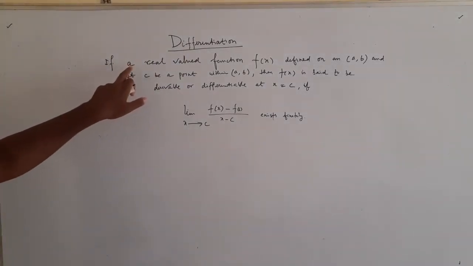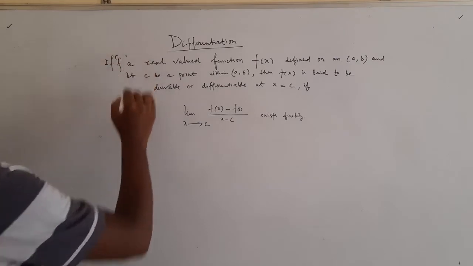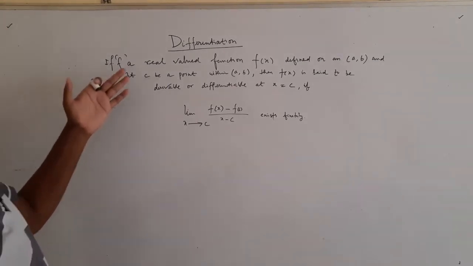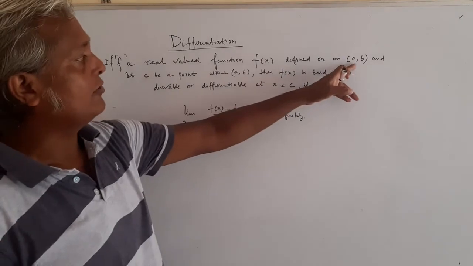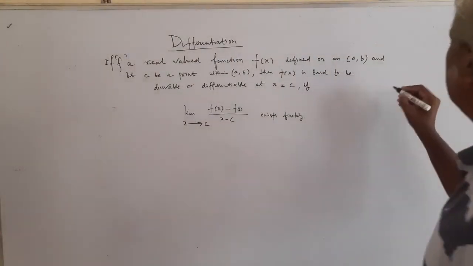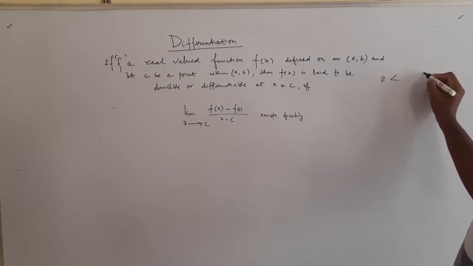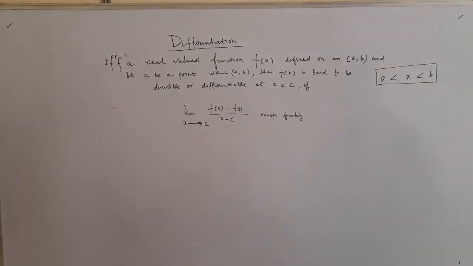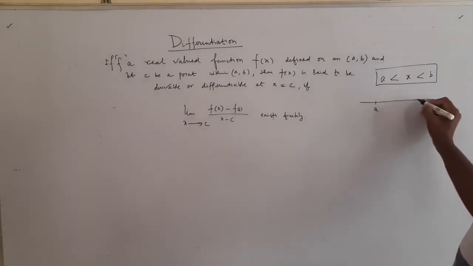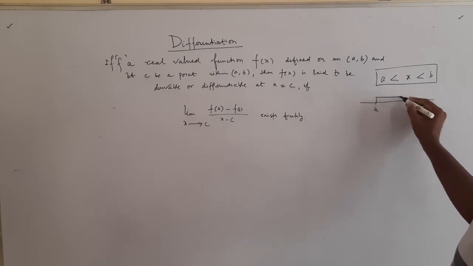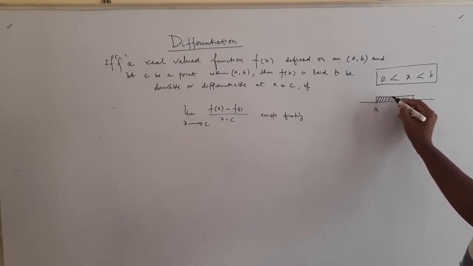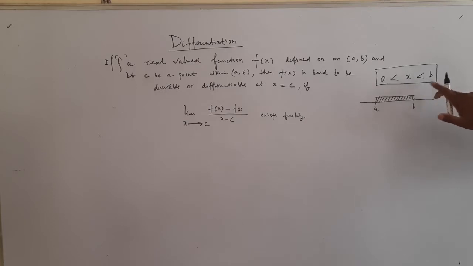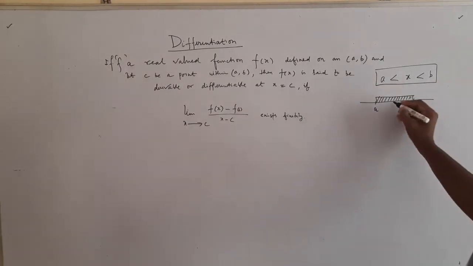Means if f is a real valued function. Real valued function means the function which takes in real numbers as its argument and gives out a real number as its value. And if it is defined on an open interval (a, b), it means the value should always be more than a and less than b, and these ends are not included. Like if you plot them on the line, this is a and this is b, so end points are not included. So x cannot be a, and x cannot be b also. And c is a point in between these.